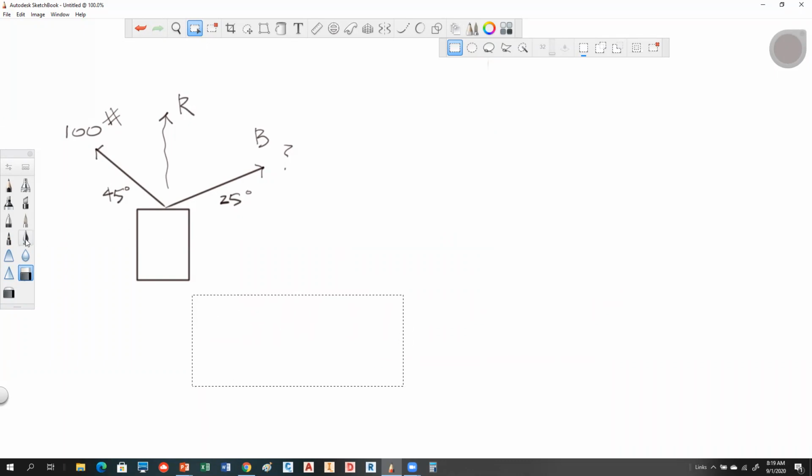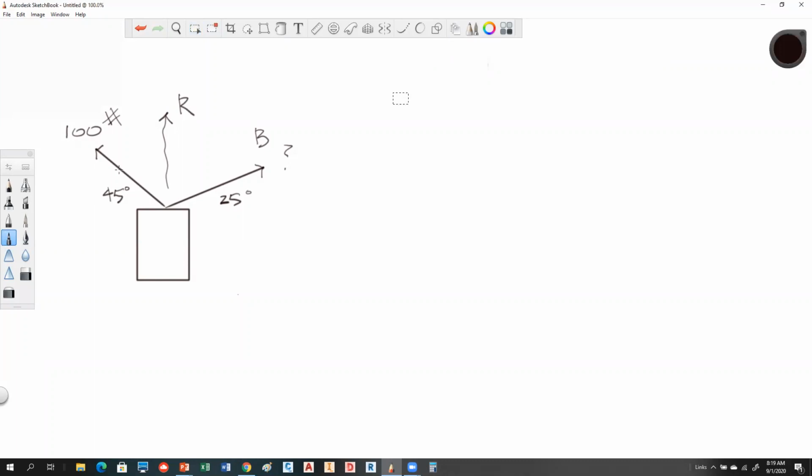So another way, an alternate way to do that, is to break this vector down. So we could have an x component for this vector.